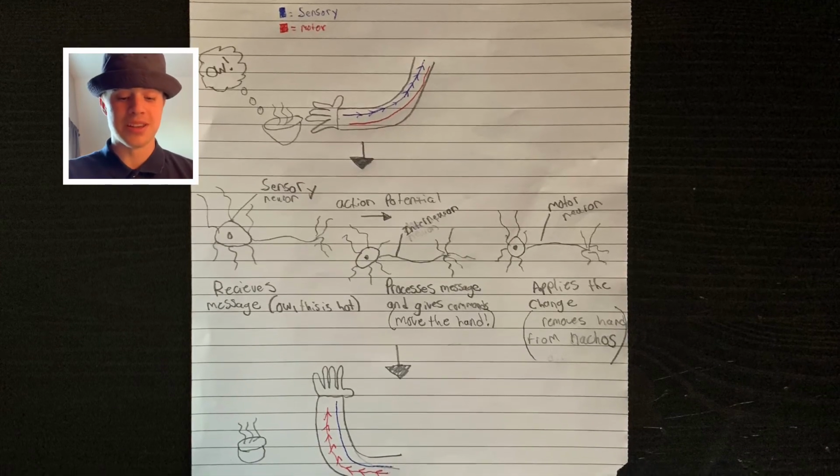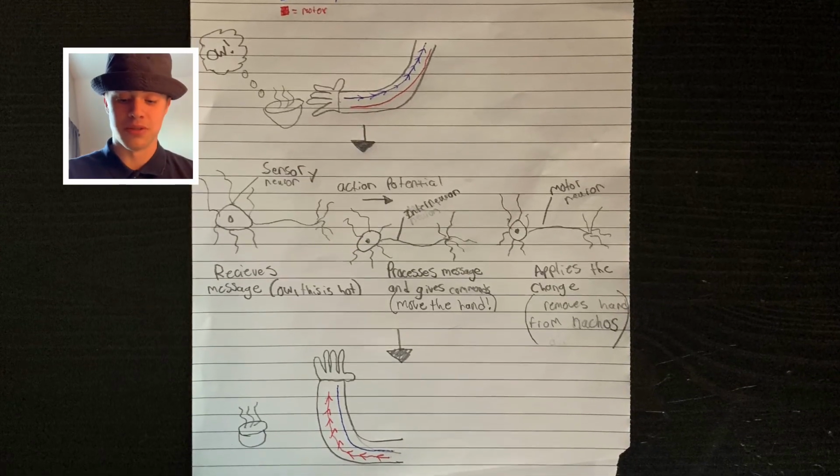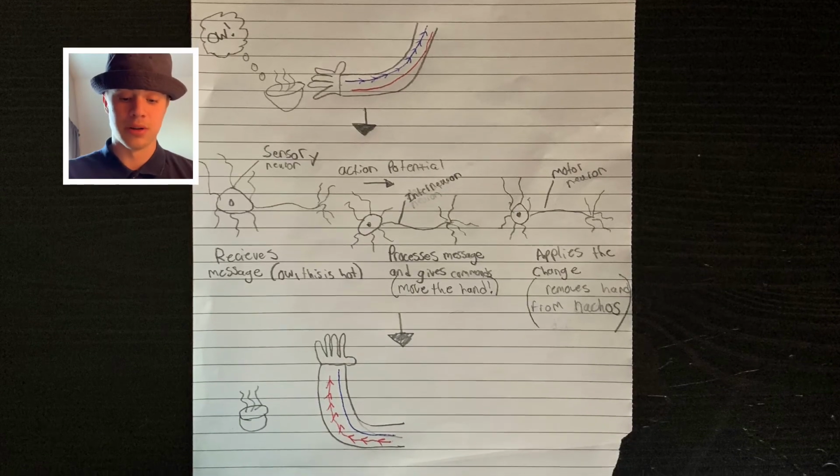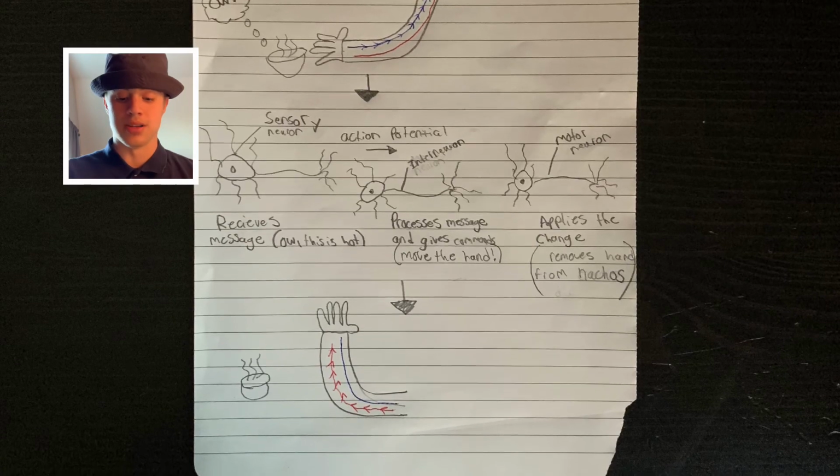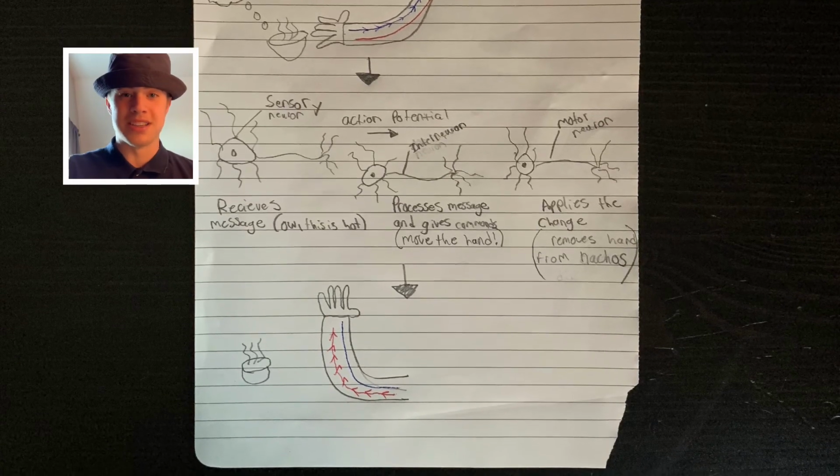reflex to take place. Upon touching the nachos, a sensory neuron would have released an action potential into my interneuron located in the spinal cord, which would then pass the action potential on to my motor neuron, causing me to remove my hand from the nachos. And that's how my Saturday relates to our course.